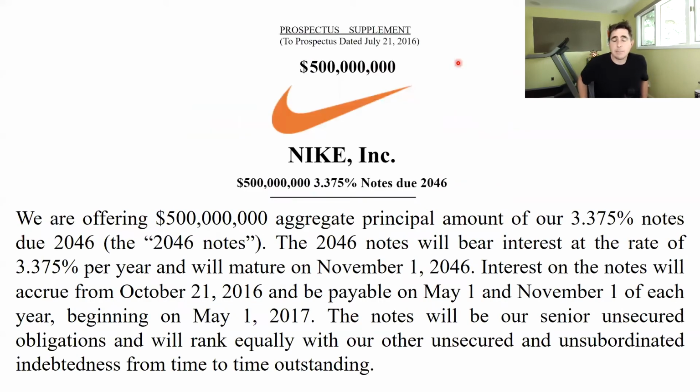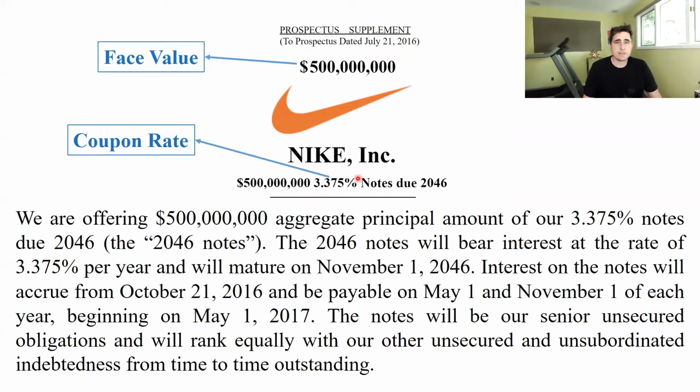So the next slide is a bond issuance, and this bond issuance is from Nike. It was issued around July 21st, 2016. And right there, staring you in the face, is the face value. So $500 million is the face value of this bond. Down here below Nike, it says 500 million again, but then it says 3.375%. That's the coupon rate. So this is the bond contract. This bond contract is telling you the face value, the coupon rate, the maturity date, and the issuance date.